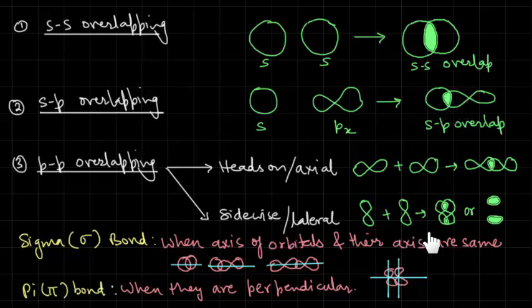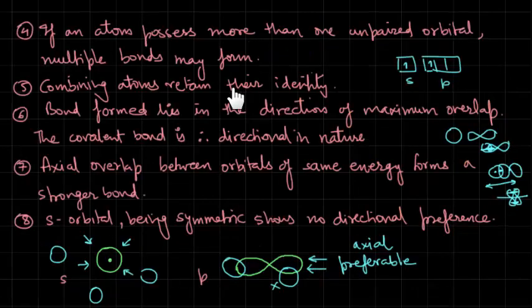And when they are perpendicular, in this case, these are the axes of the orbitals and the actual bond is perpendicular to the axis of the orbitals. So this bond is called a pi bond. Needless to say, a sigma bond is stronger than a pi bond. It's one of the postulates that it should be so. Here, axial overlap between orbitals of the same energy forms a stronger bond.